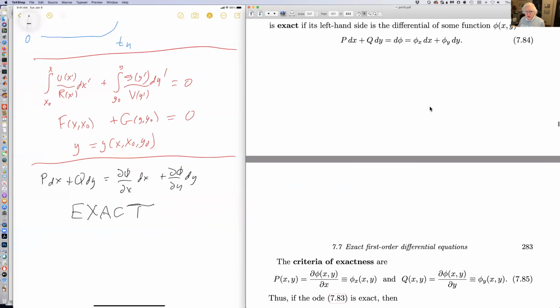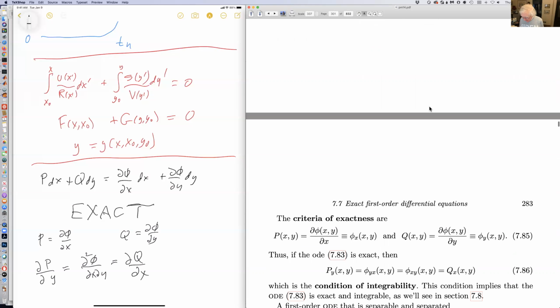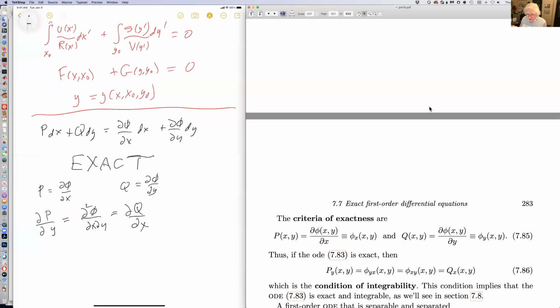Let's just look at what the criteria are of exactness. Namely, if P is partial phi partial x and Q is partial phi partial y, then partial P partial y, which is partial squared phi partial x partial y, is equal to partial Q partial x. And this is called the condition of integrability.